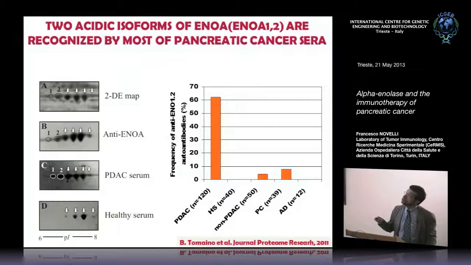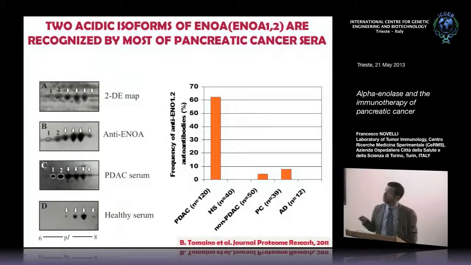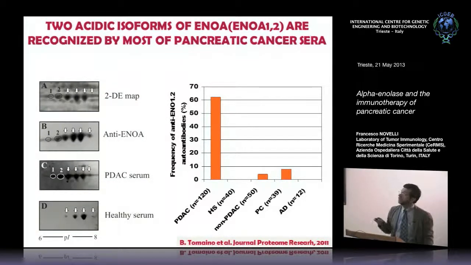When we analyzed enolase by two-dimensional Western blot analysis, we found that enolase consists of six different isoforms that have the same molecular weight, but have different acidity. And this is the anti-enolase antibody that recognizes those isoforms. What we have observed was that in healthy serum, there are some antibodies that recognize four of these isoforms. But in the serum of pancreatic cancer, there are antibodies that recognize the acidic isoforms of alpha-enolase.